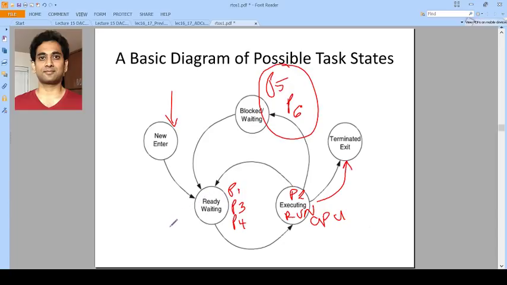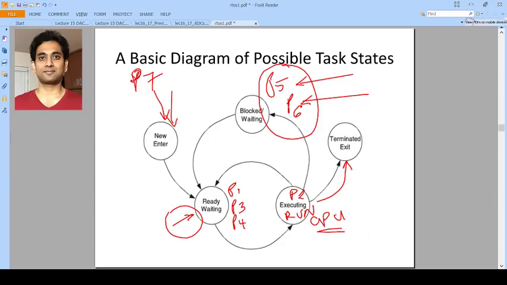Now, in a ready or waiting state, the processes P1, P3, and P4 have everything they need except CPU. So in ready and waiting state, they're not waiting for any other resource, they're just waiting for CPU. In blocked or waiting state, they're waiting for inputs from other peripherals. A new task is just entering into the system.